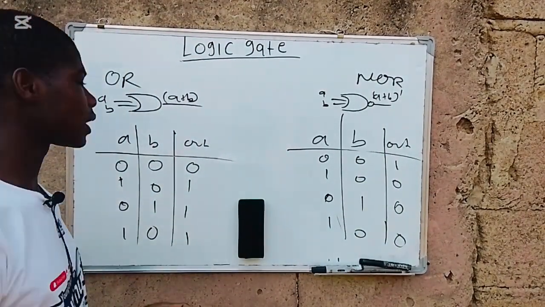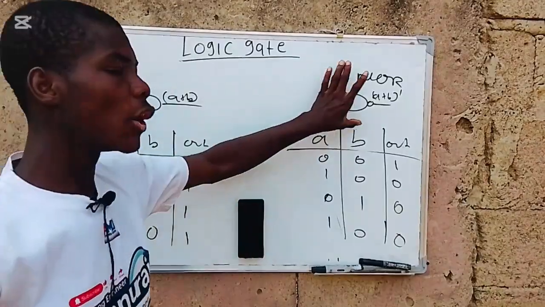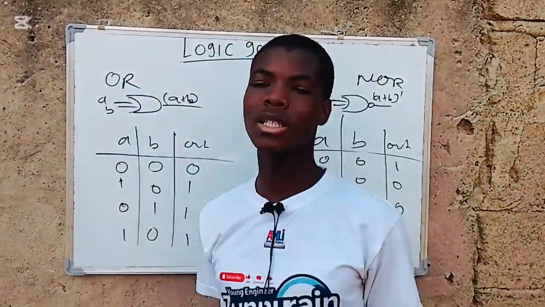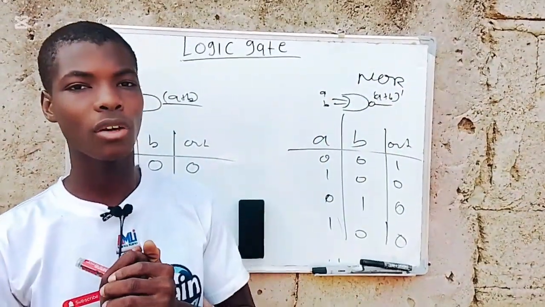So this is the relationship between OR and NOR, because NOR is a complement of OR. So this is all I have for you in logic gates.